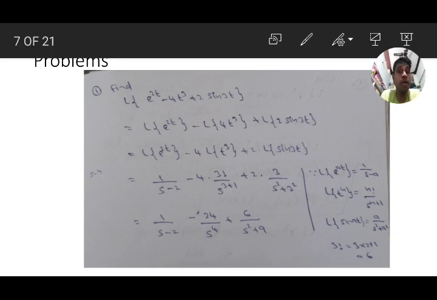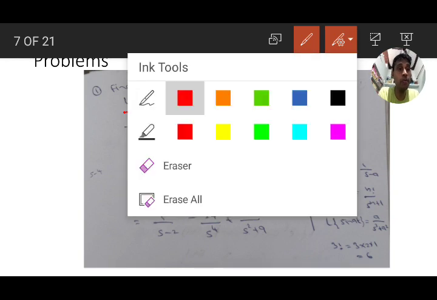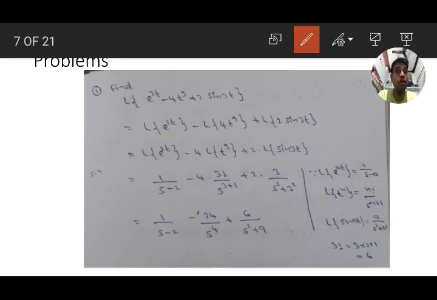Find the Laplace transform of e to the power of 2t minus 4t cube plus 2 into sine 3t. Here we have an algebraic sum of three functions: e to the power of 2t is one function, minus 4t cube is another function, 2 into sine 3t is another function. So by the linearity property, first we divide it into first function, next minus, second function, next plus, third function.